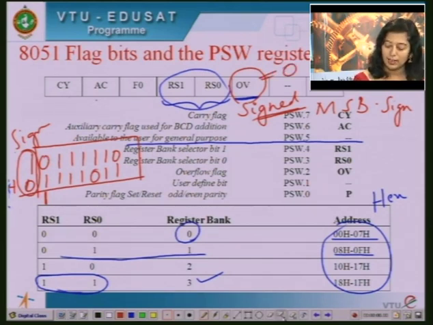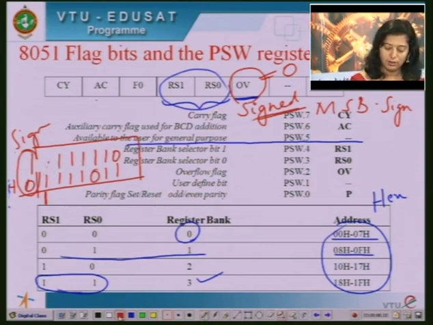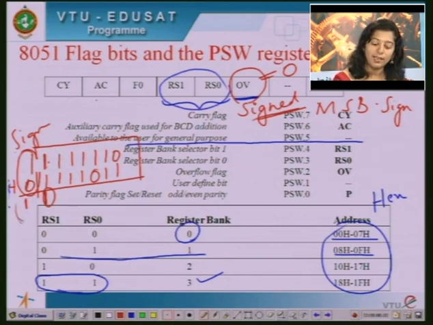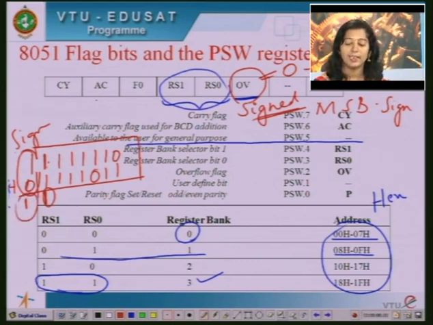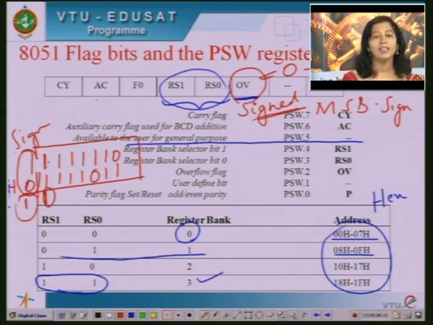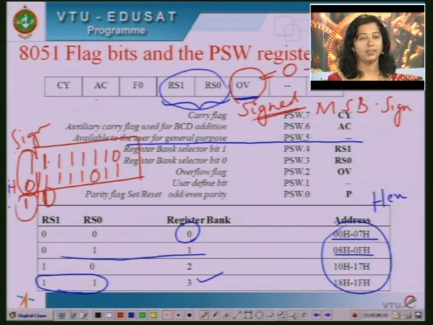Supposing I take this number as 1, then 1 plus 1, what happens? 1 plus 1 is 10, and I will have a 1 carried over to the next bit position. Then this overflow flag will be set. It changes to 1. So please remember, the overflow flag is similar to the carry flag or the auxiliary carry flag. The carry flag operates after the 8th bit, for unsigned numbers, whereas the overflow flag operates for signed numbers. So this is about the overflow flag.